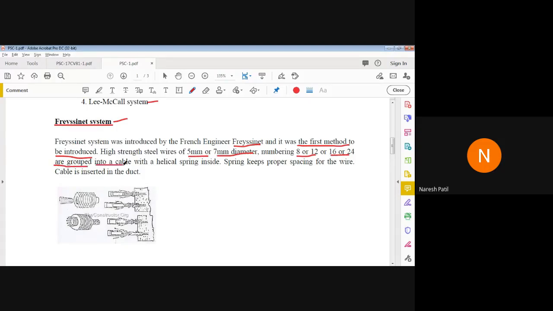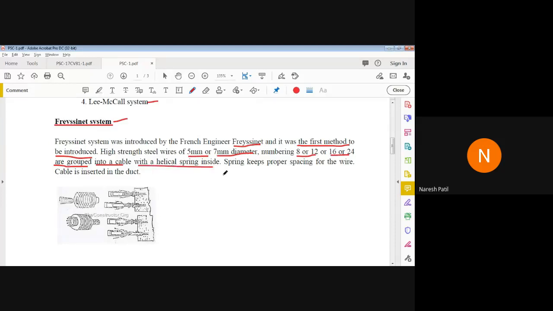into the cable. Are you getting my point? So here, a wire of 5 mm to 7 mm diameter, there will be a single wire, and one cable is composed of what? A number of wires. For example 8, 12, 16 or 24, and all those together will be grouped and composed into a single cable, with a helical spring inside.